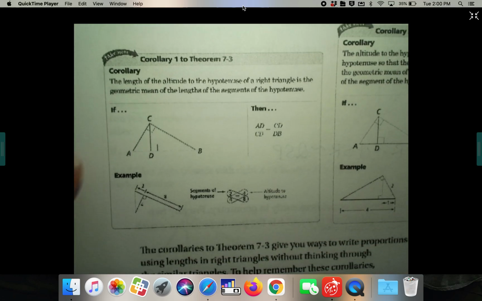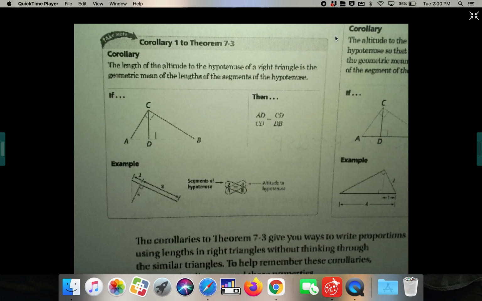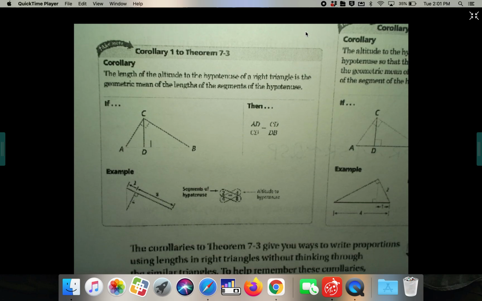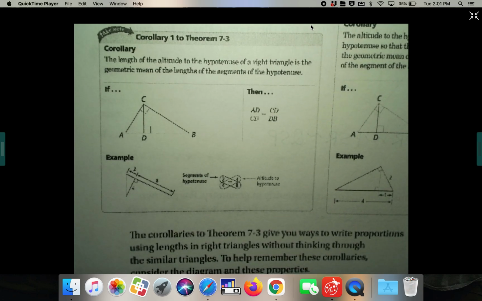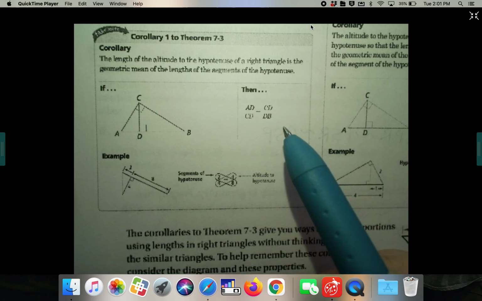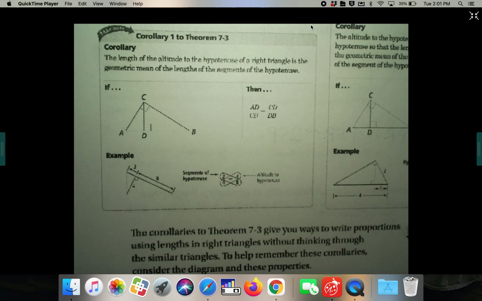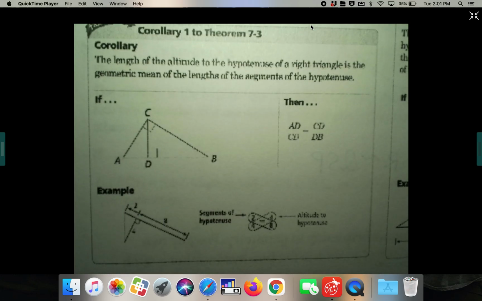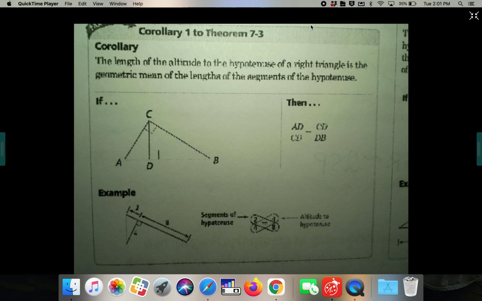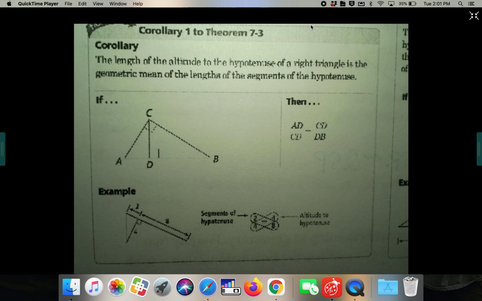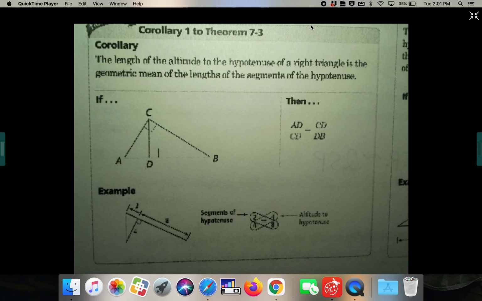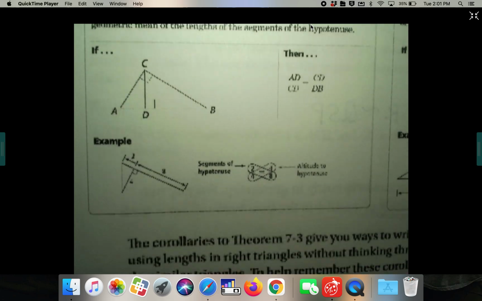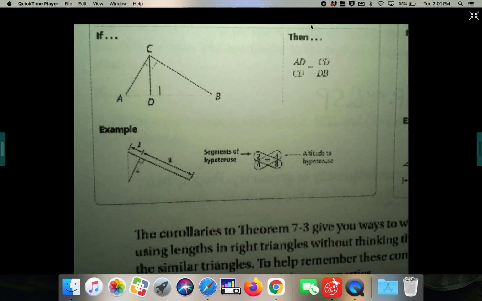All right, the next section is a corollary to one of the theorems we just had, actually. It's hard to read, I'm sorry about that, and I'll try to zoom in a little bit. It says the length of the altitude to the hypotenuse of a right triangle is the geometric mean of the lengths of the segments of the hypotenuse. That's why we just learned geometric mean. So let's see what that actually means.